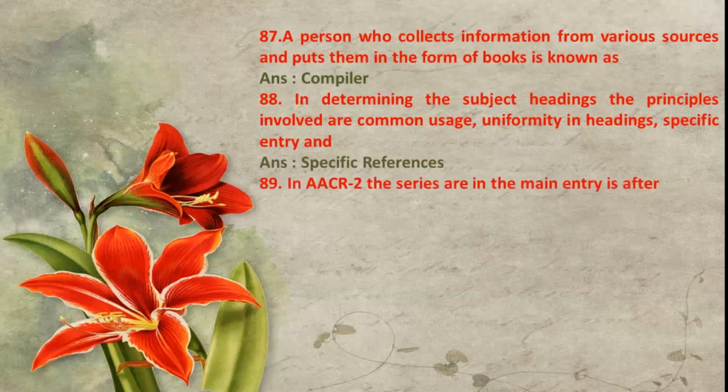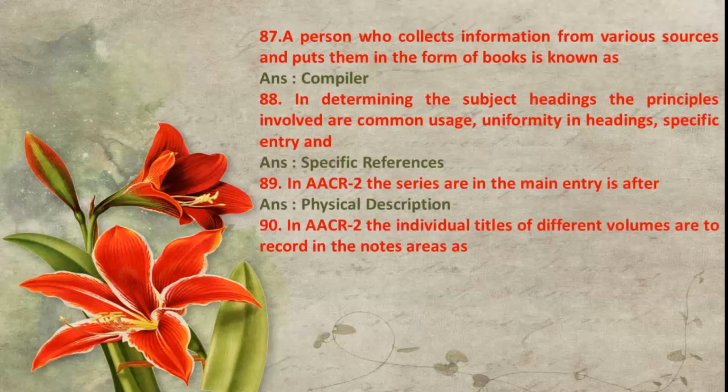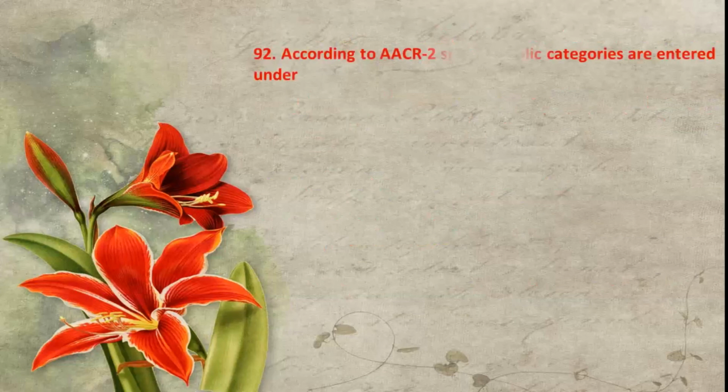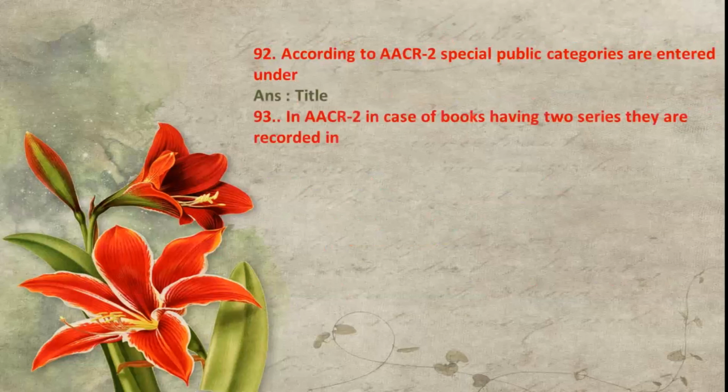In AACR2, the series statement in the main entry is after physical description. In AACR2, the individual titles of different volumes are recorded in the notes area as contents. According to AACR2, in case of sacred scriptures, the heading part of the main entry is uniform title. According to AACR2, specific categories are entered under title.